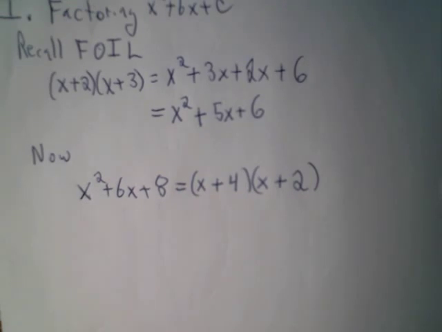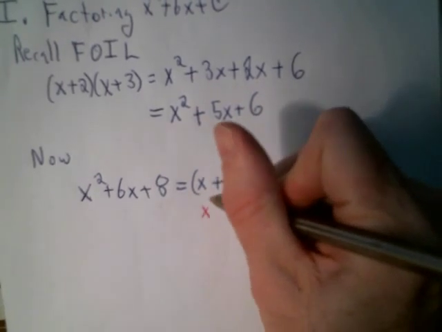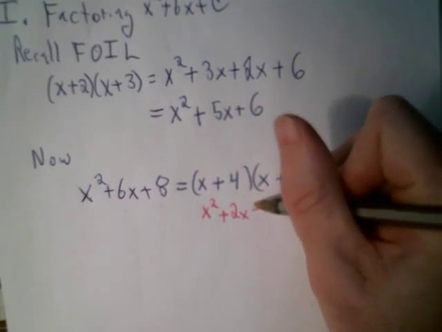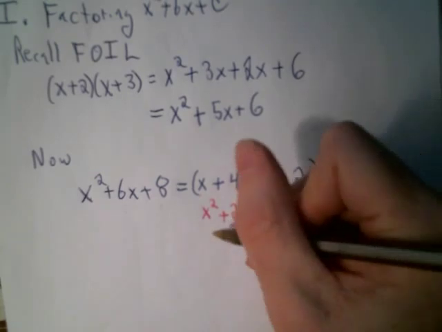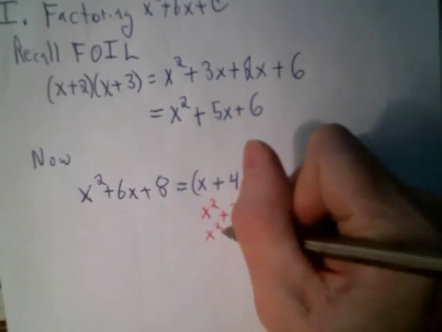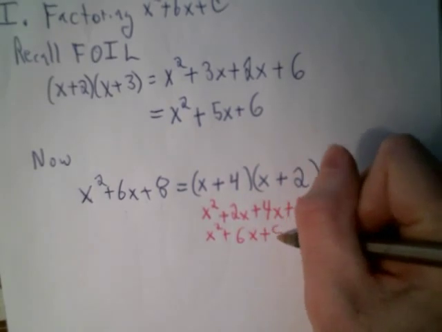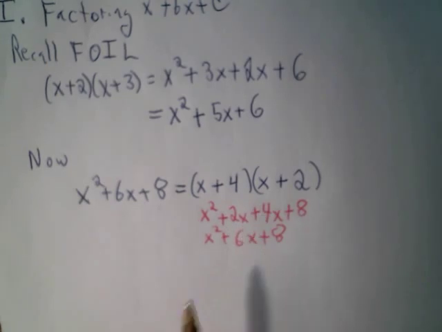Generally, in my mind, I will FOIL it back out as a check. First, x squared, plus outer, which is 2x, plus inner, which is 4x, and then last, which is 8. So that's x squared plus 4 plus 2 is 6x plus 8. We got back what we started with, so this is the appropriate factorization.